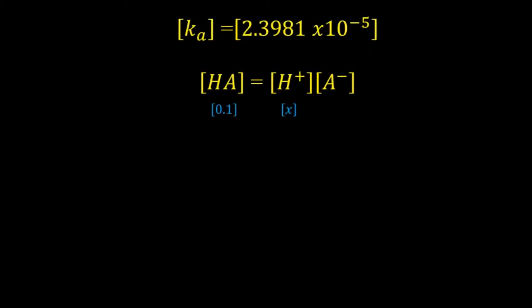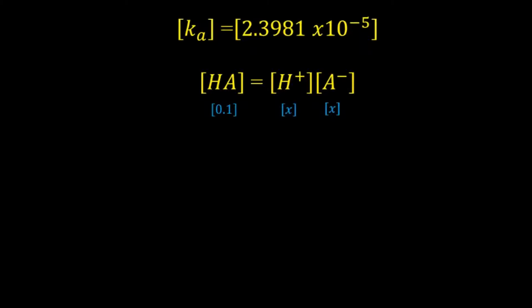Now, let's be clear. The HA is only partially soluble. Now, how do you know that? Well, look at the Ka. The Ka is approaching 0. It's very, very small. Because it's small, you have a weak acid.